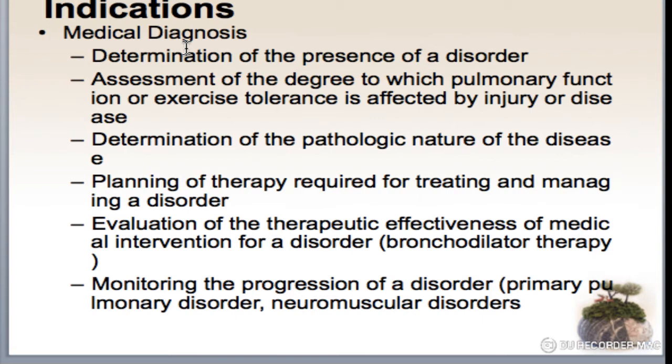So assessment of the degree to which pulmonary function or exercise tolerance is affected by injury or such disease. Determination of the pathologic nature of the disease is for the higher form, for the helium or the nitrogen dilution. So the specific determination of such pathologic nature of disease or etiology can be done in your body box or in the higher form of spirometry, such as plethysmograph or body box.